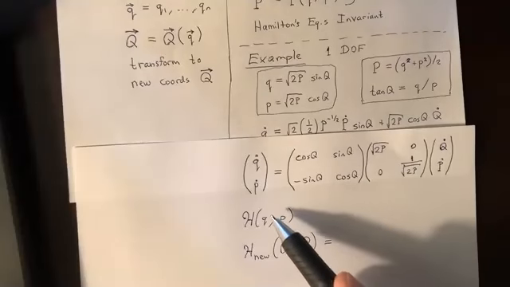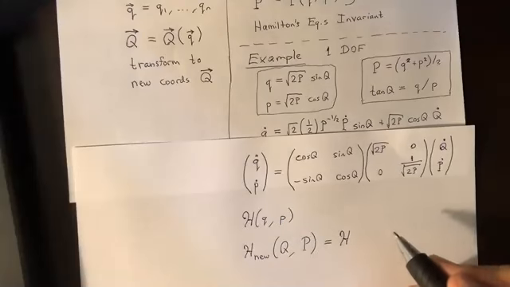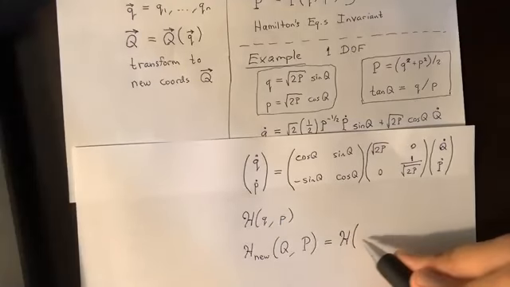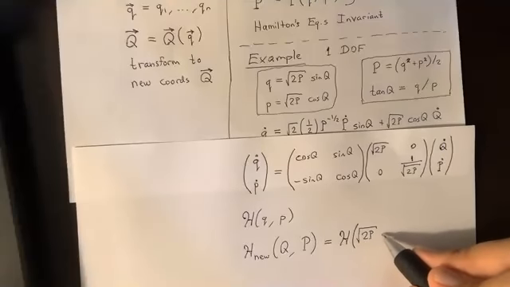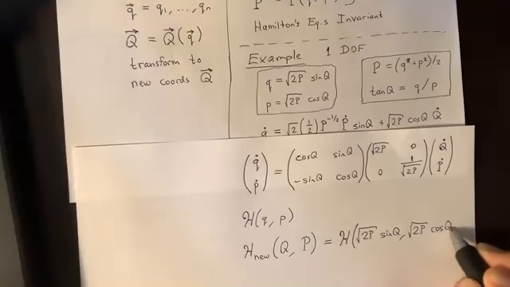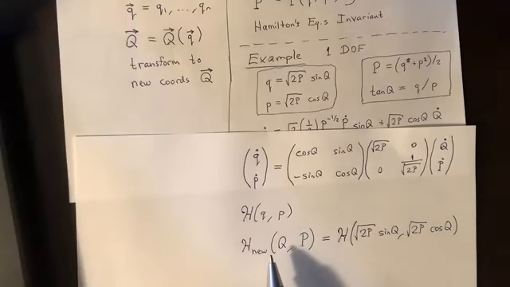You plug into the original Hamiltonian. So this, the capital script H with no further decoration, that's the original Hamiltonian. And we plug in the square root of 2P, right, with the sine of q, comma, the square root of 2P, and here's the cosine of q. Okay, so that's the transformed Hamiltonian.